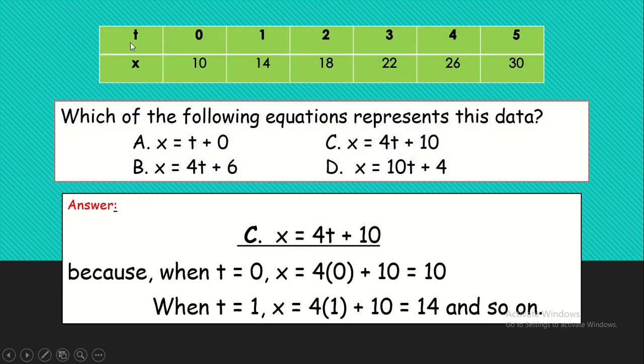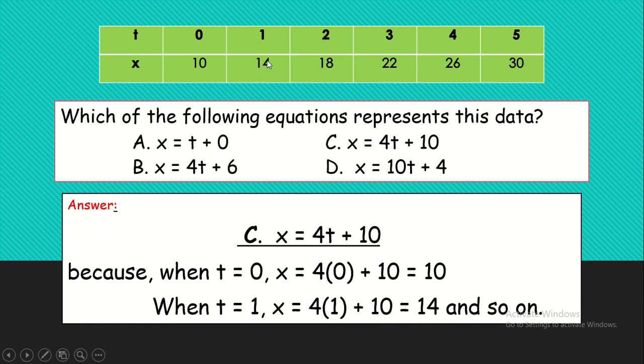So we have a table here wherein we have the t and the x. Which of the following equations represents this data? So we have four choices, class: A, B, C, and D. Here, our answer is letter C. Why? Because when t is equal to 0, substitute the value: 0 times 4 plus 10, the answer is 10. When t is equal to 1, f(x) is 4 times 1 plus 10, which is equal to 14, and so on.